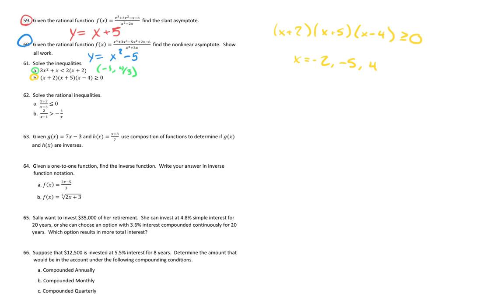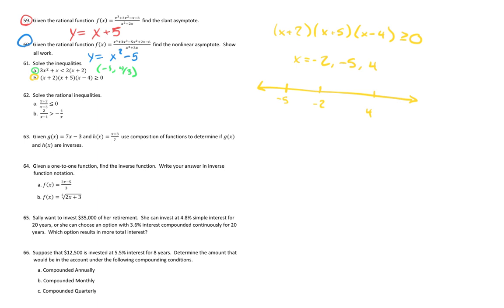The way that we're going to do that is the same way that we did last time. We're going to draw a number line here. And on it, I'm going to have negative 5. I'm going to put negative 2. I'm going to put 4. So next we need to see what happens in these intervals.